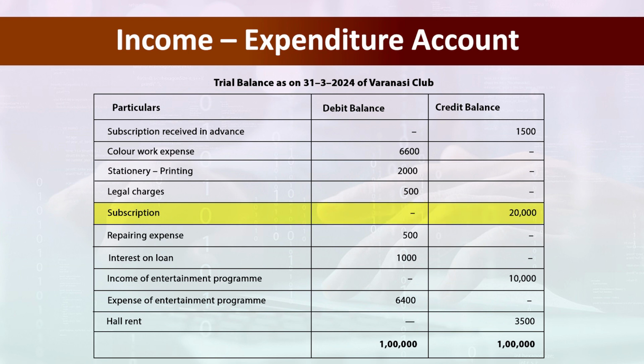the subscription is rupees 20,000, repairing expenses is rupees 500, interest on loan is rupees 1,000, income of entertainment program is 10,000, expenses of entertainment program is rupees 6,400, hall rent is rupees 3,500. The total comes to 1 lakh rupees.